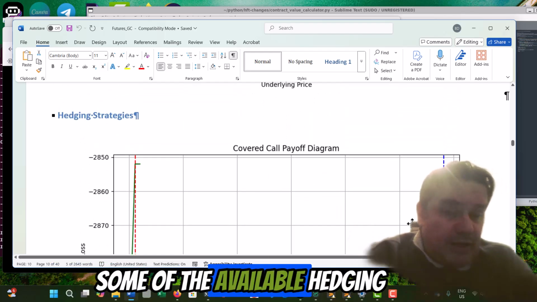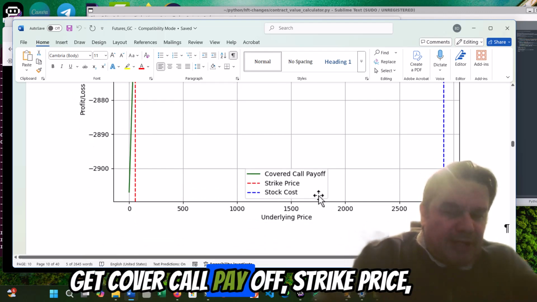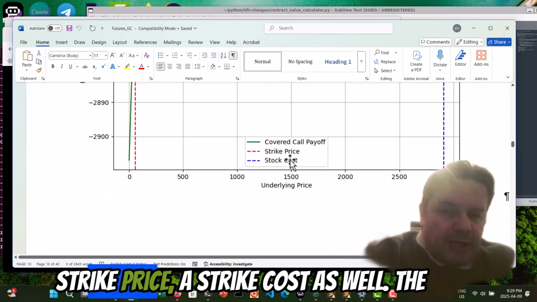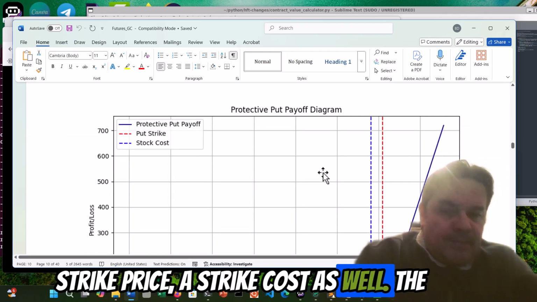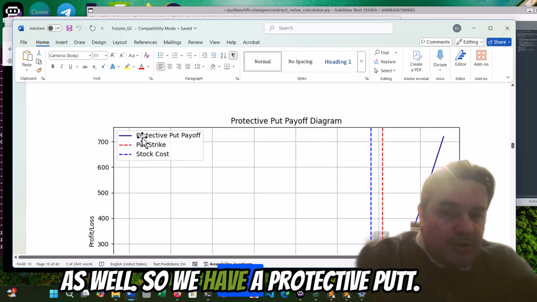But these are some of the available hedging strategies as well. So here we can get covered call payoff, strike price, a strike cost as well. The same thing here. This is protective put as well. So we have a protective put.